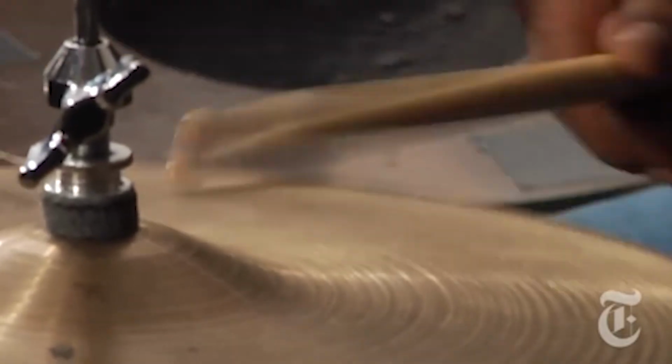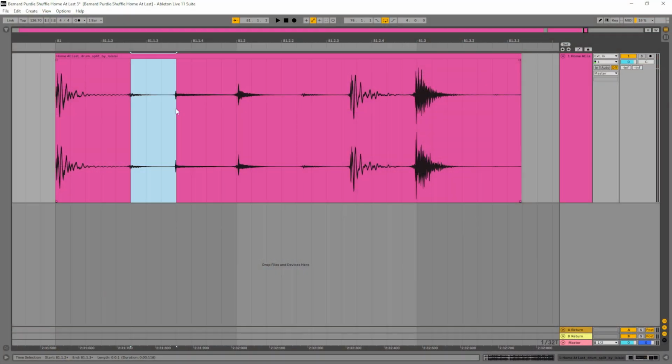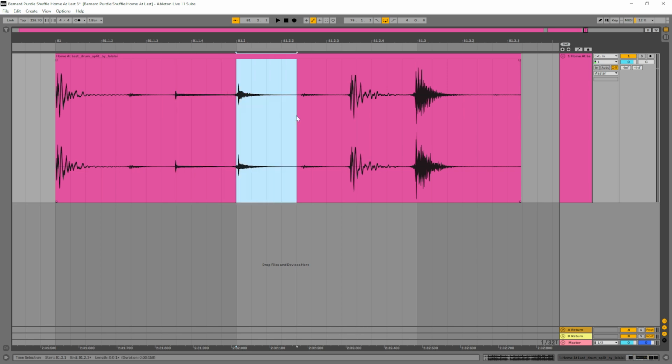Another important thing to point out about the Purdy Shuffle is the dynamics. Bernard Purdy would play many of these subdivisions so quietly, he had to play the snare drum with his fingers instead of the stick. You can see how quiet these subdivisions are in the waveform, but they contribute so much to the groove. Let me show you what a difference the swing and the dynamics have on the groove.